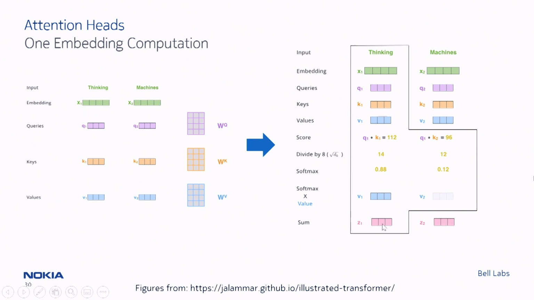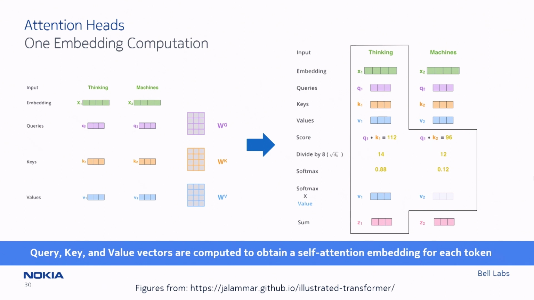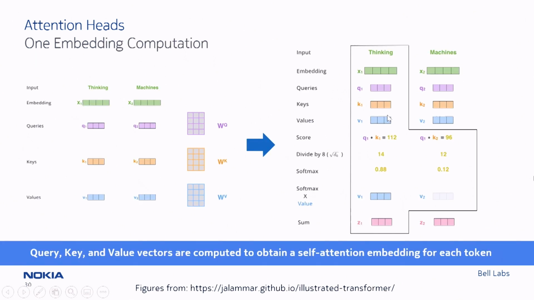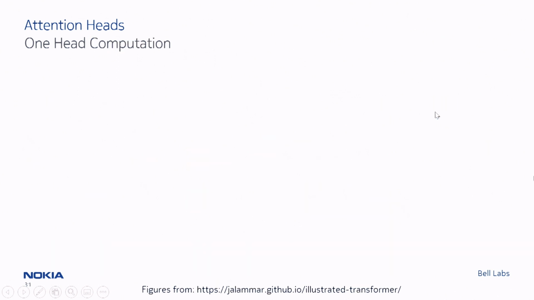The same steps are applied to each of the tokens, of course, with the corresponding attention scores. So we can say that query, key, and value vectors are computed to obtain a self-attention embedding for each token. Now, how can we compute the self-attention embeddings for all the tokens? Here we will not repeat this operation for each token. In the real implementation, matrix multiplication is used for this purpose.